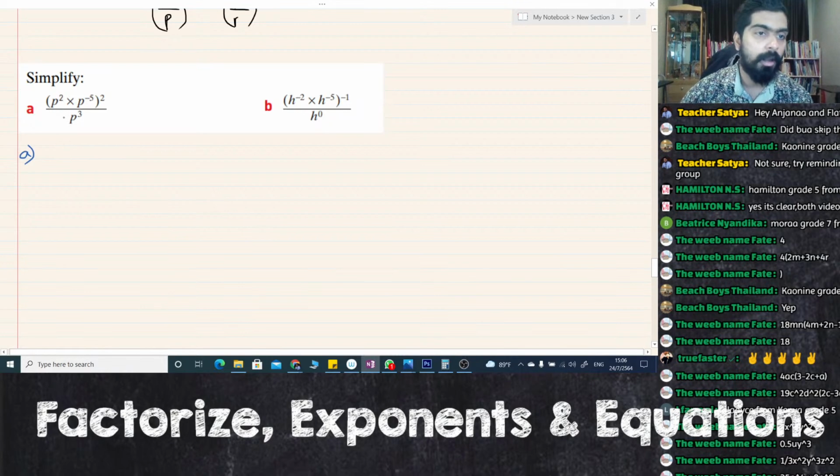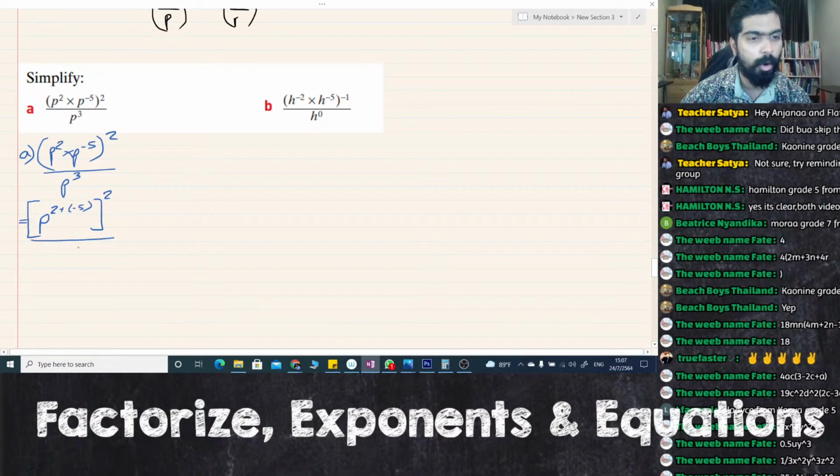All right, in this one, guys, again, we are going to solve inside the bracket first. So we would have, let me write the question down, times p to the power of minus 5 raised to the power of 2, over p to the power of 3. So this is the question, right? So first we are going to solve inside the bracket. So we would have p to the power of 2 plus minus 5, and all of this raised to the power of 2, over p cubed, right, guys?